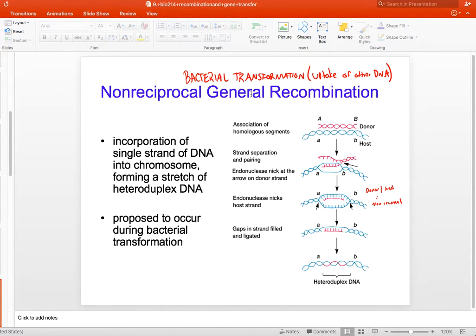So non-reciprocal general recombination, as you can see, is when one strand gets incorporated into a chromosome, forming a stretch of heteroduplex DNA, which means two different sources. This happens in bacterial transformation. Usually they take up naked DNA, and the DNA is then integrated into the host right here.